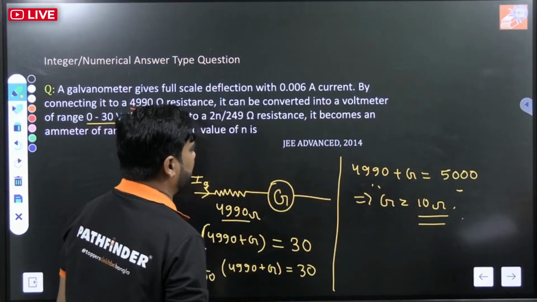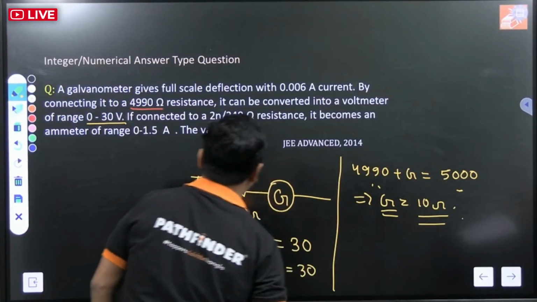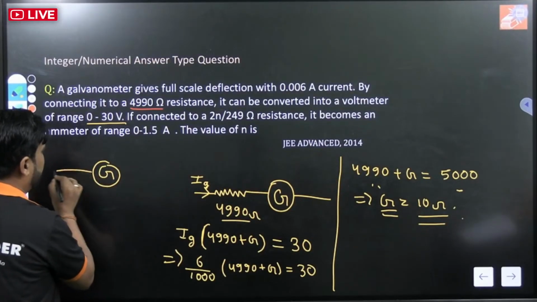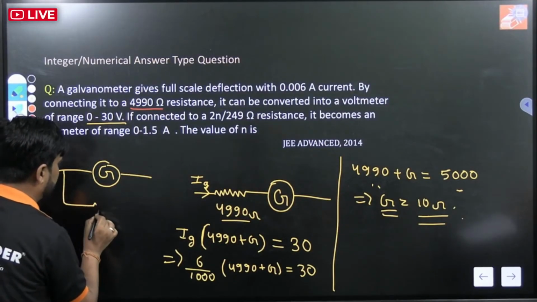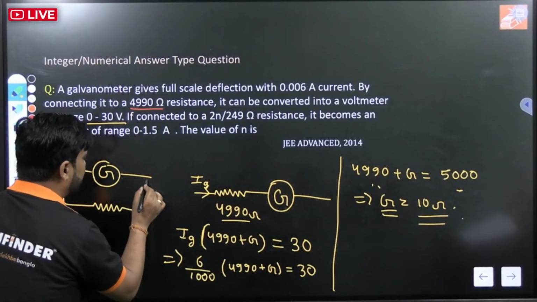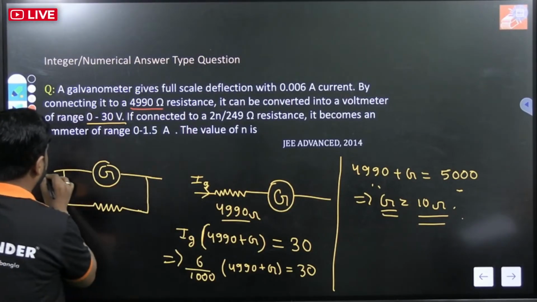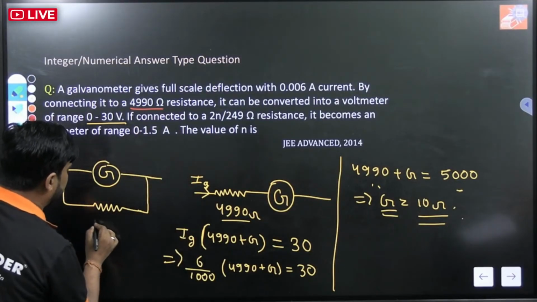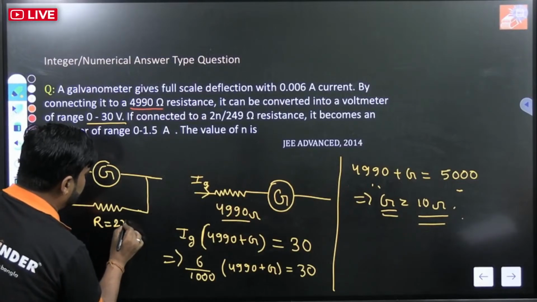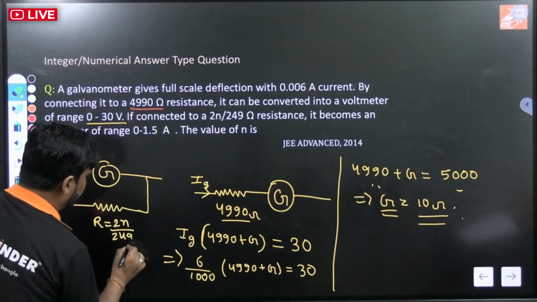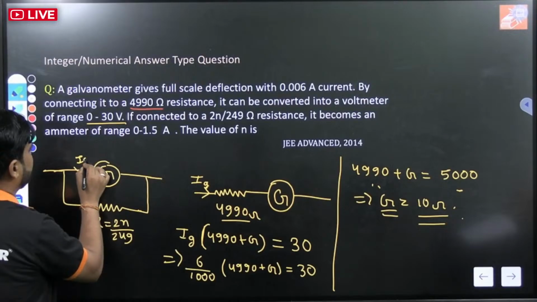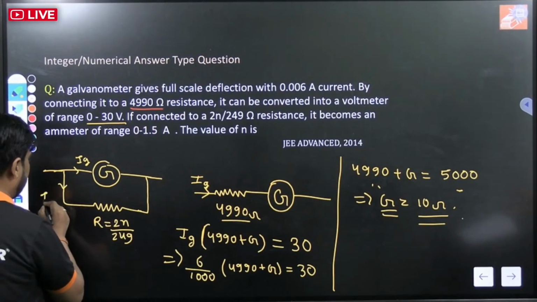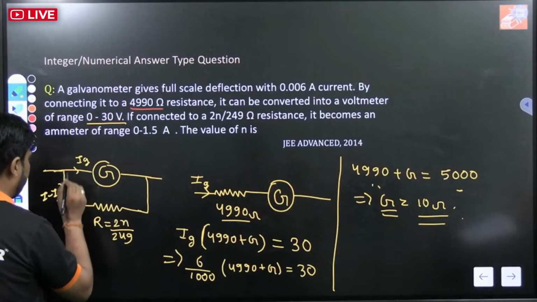So after getting the resistance of the galvanometer, now it's a very easy task. You know how to convert a galvanometer to an ammeter. We need to put a resistance in a parallel combination, right? So when it is connected to a resistance whose value is 2n divided by 249, definitely Ig current is going through the galvanometer, and I minus Ig will go in this direction, right?